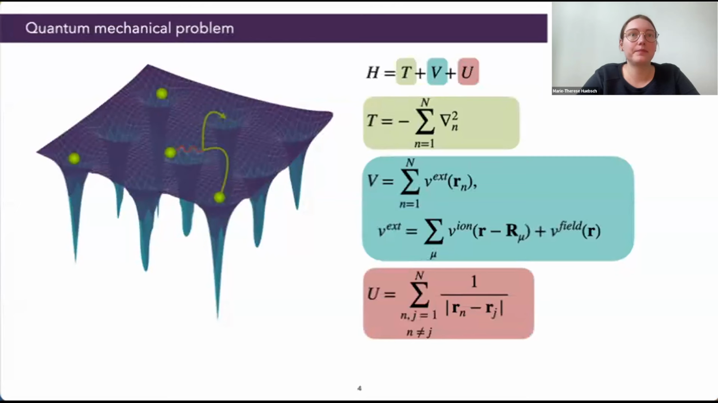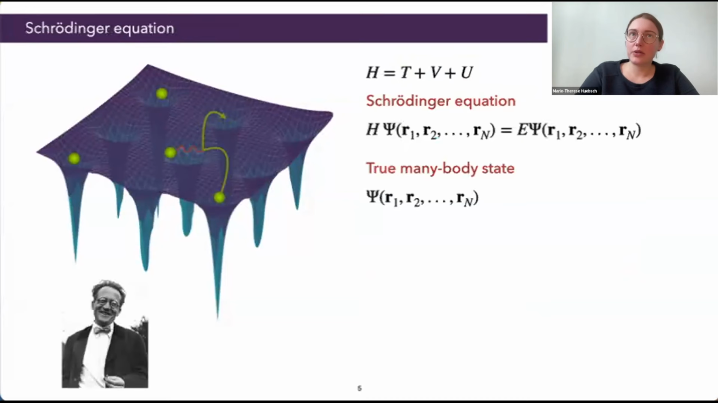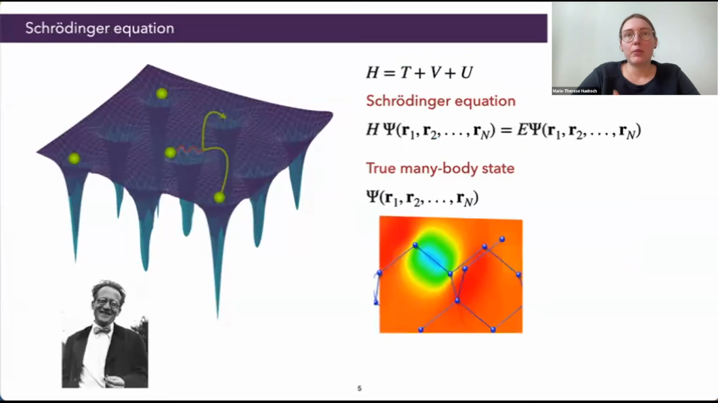So based on this Hamiltonian, we can write down the Schrödinger equation and try solving the true quantum mechanical many-body state. Why many-body? Well, that is because the state depends on the position r of all N electrons in the system.